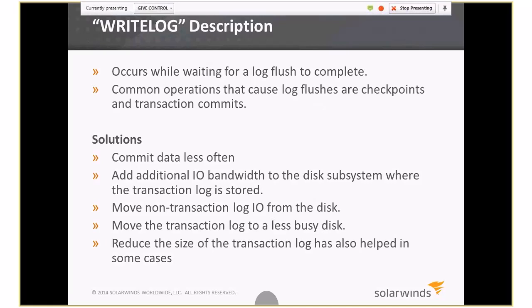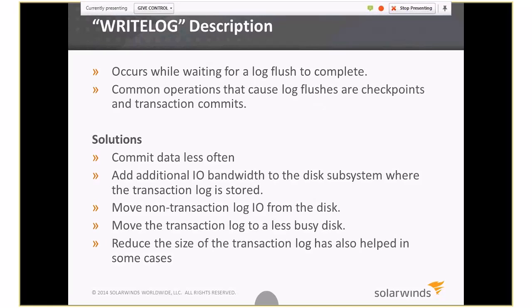Write log, the description of it means, it occurs while you're waiting for a log flush to complete. Common operations that cause log flushes are checkpoints and transaction commits, right? So what are you going to do? Some solutions: you can commit data less often, batch it up, in other words. Or maybe you need to add additional I/O bandwidth to the disk subsystem where the transaction log is stored. Maybe there's something slow there.